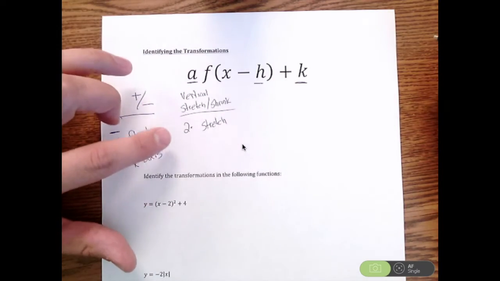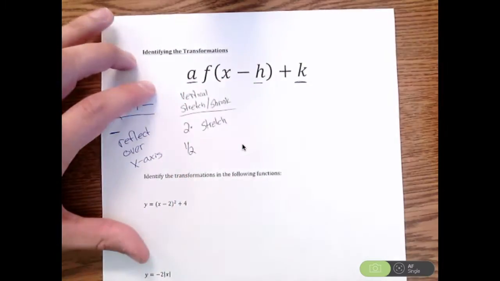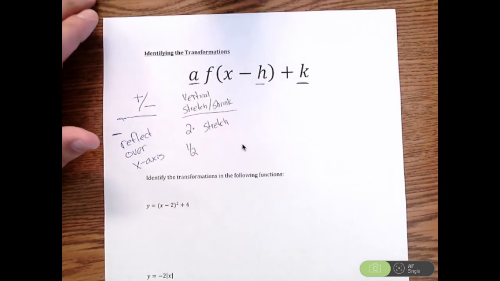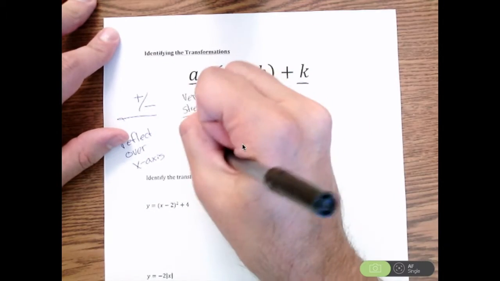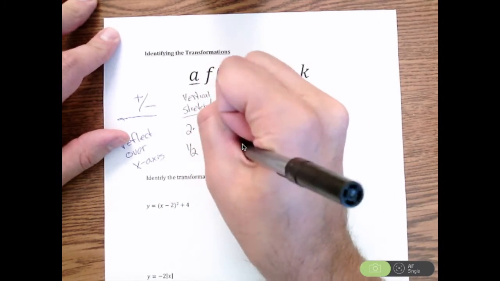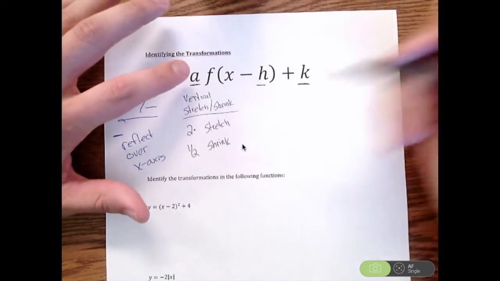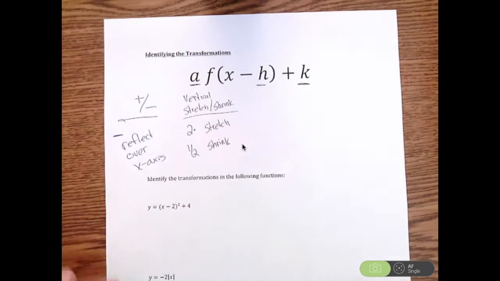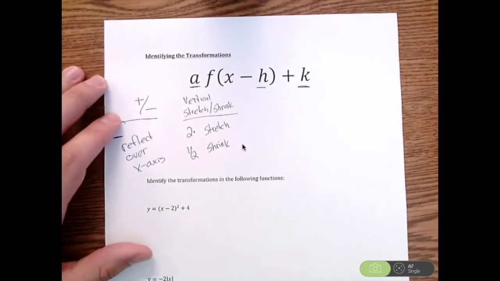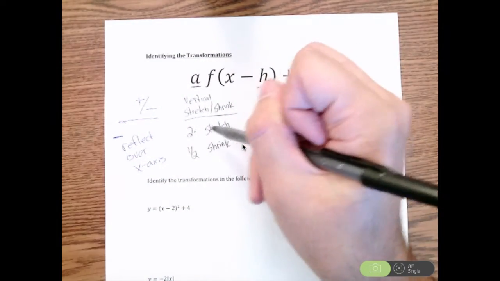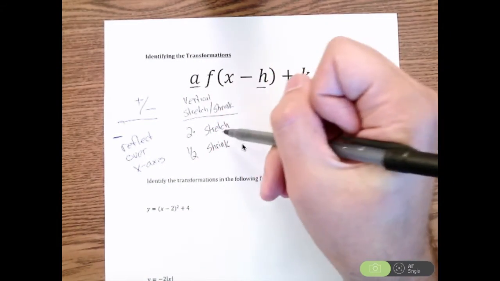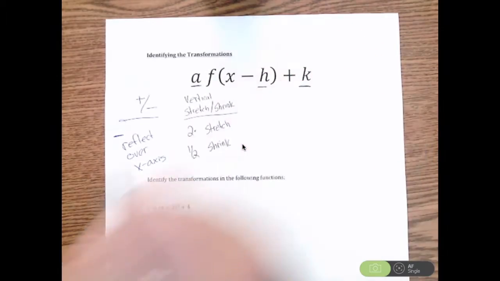Where if A was some sort of fraction like 1/2, so I said, take your height and cut it in half, that is actually going to shrink it. So the way I think about stretches and shrinks in the front with A is to think about your height, because that's also a vertical movement. More specifically, if A is greater than 1, that's a stretch. If A is less than 1, that's a shrink.